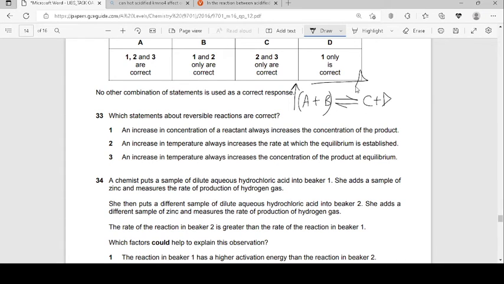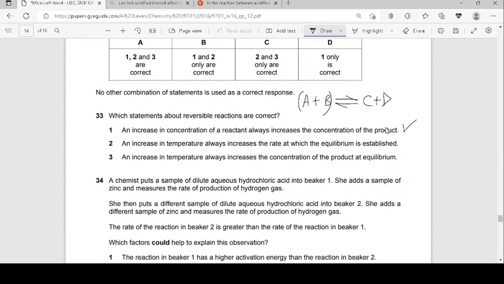So the equilibrium will try to oppose the change by shifting the equilibrium to the right hand side, and by doing so, it will decrease the concentration of A plus B and increase the concentration of C plus D, and hence equilibrium will be re-established, right? So an increase in concentration of a reactant should always increase the concentration of the product, yes.